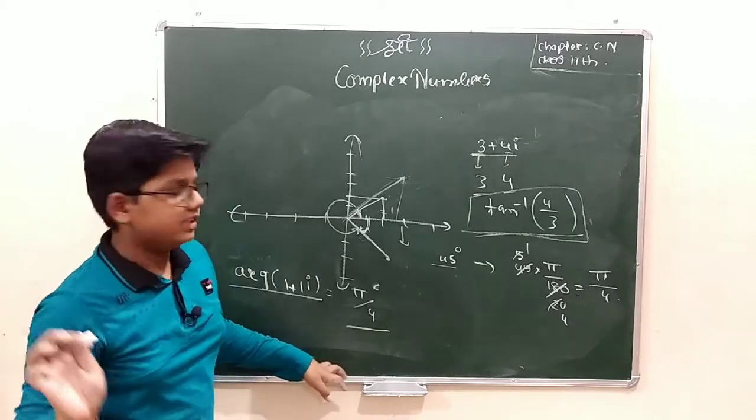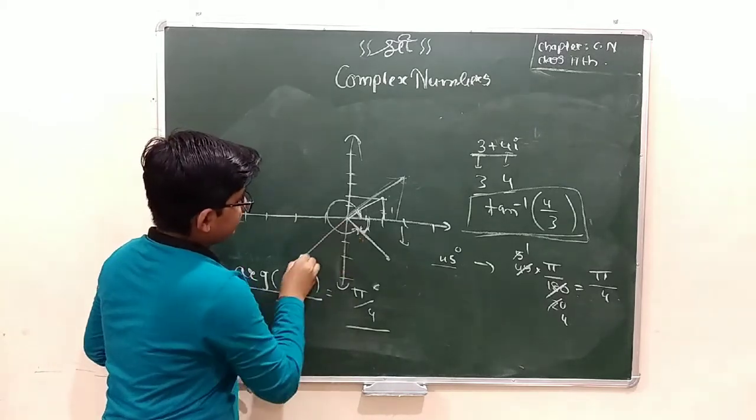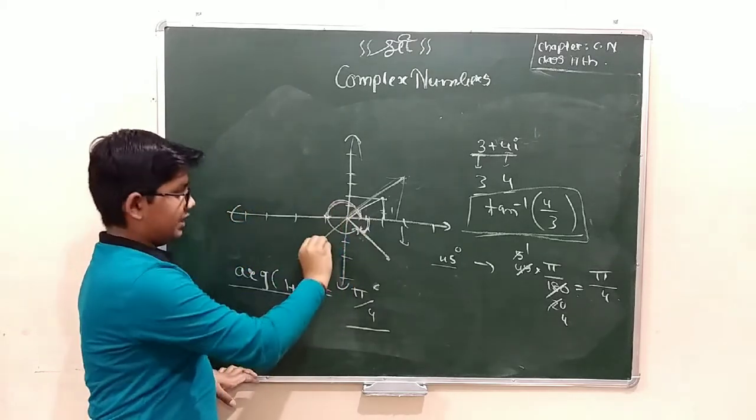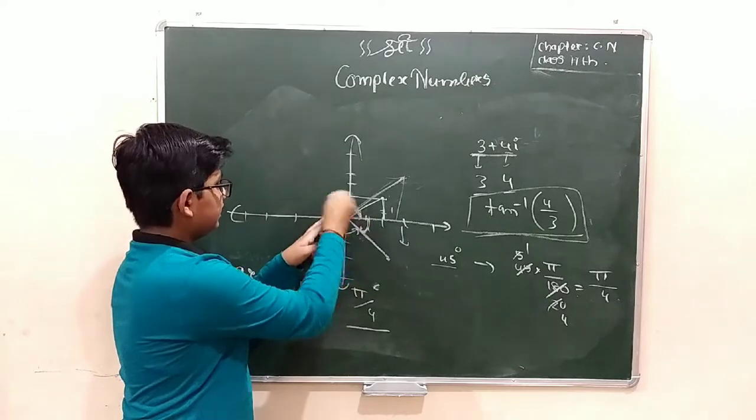The first quadrant is, by the way, easy. So suppose it is lying in this quadrant, which means first we have to add pi, then take tan inverse of it. Why? Because this angle is already added.